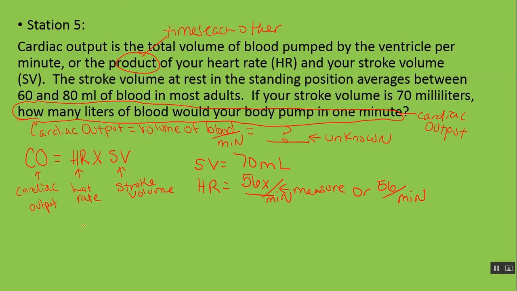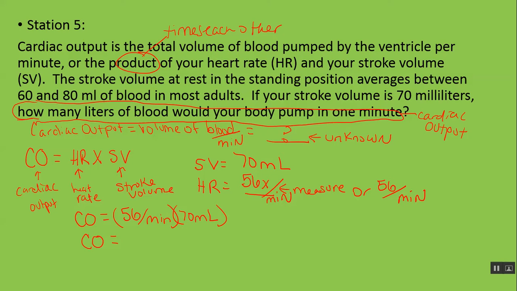So what is cardiac output? Cardiac output is heart rate, which is 56 times per minute, times my stroke volume, which we said was 70 milliliters. And I could figure out what my cardiac output was. So go ahead and take a minute and see if you can figure out what my cardiac output is based on that. Simply put, it's the product of my heart rate times my stroke volume.